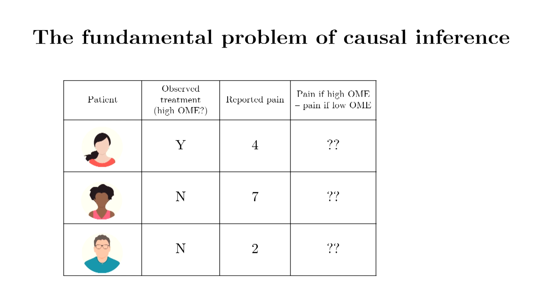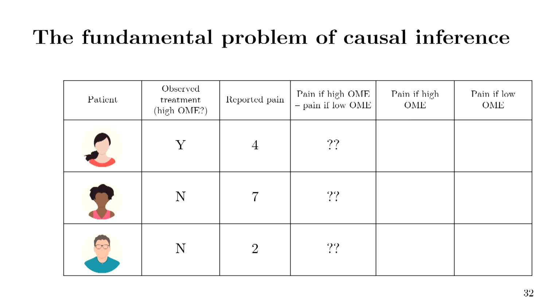The fundamental problem of causal inference is, if this is my data set, and I have X number of patients, and let's say I want to learn what is the causal effect of high OME, oral morphine equivalence units, on patient-reported pain after they have gone through an operation. So does intraoperative OME matter for postoperative pain? What I want to learn is, what is the pain if I give them high OME minus their pain if I give them low OME? And in order to calculate that, I need to know what is the pain if I give them high OME versus what is the pain if I give them low OME.